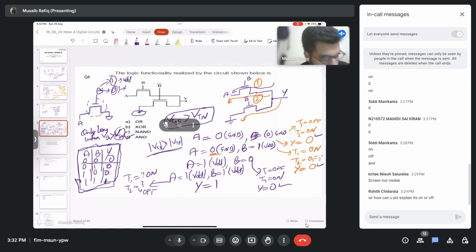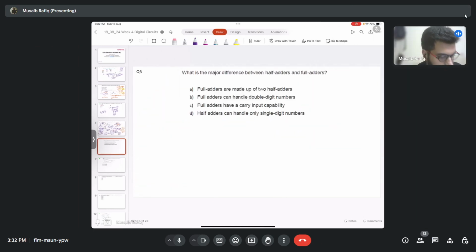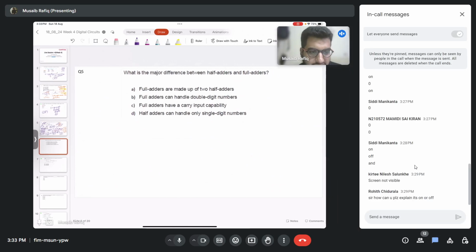Now, let's move forward to the next question of today's live session. It asks, what is the major difference between half adders and full adders? So, anyone, out of the options, what is the major difference between half adders and full adders?